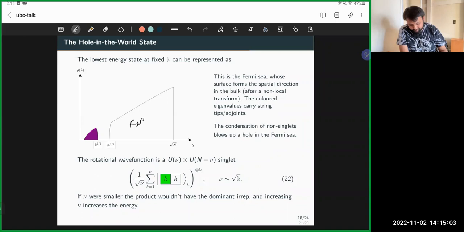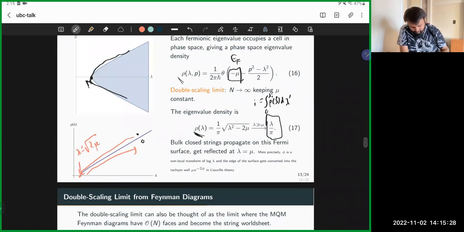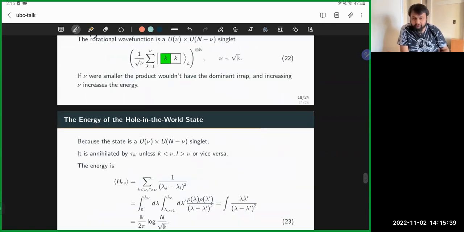this is a Fermi sea. And so is this. Everything inside the outline is a Fermi sea. It's where there are non-zero eigenvalues. So rho of lambda is plotted. And notice that the Fermi sea has two bits disconnected from each other, unlike the previous case, where the Fermi sea had only one bit. Here, we've blown up a hole in the Fermi sea.